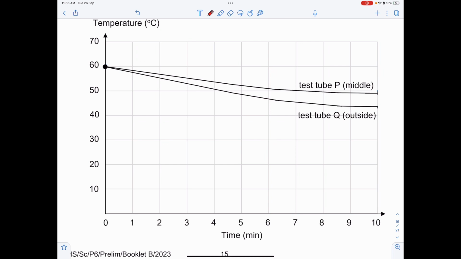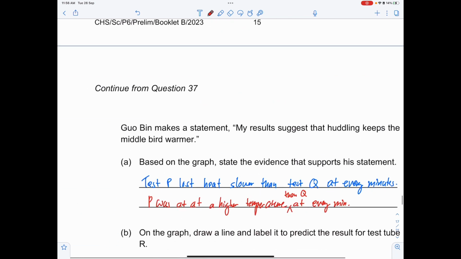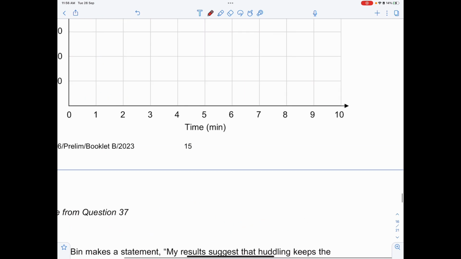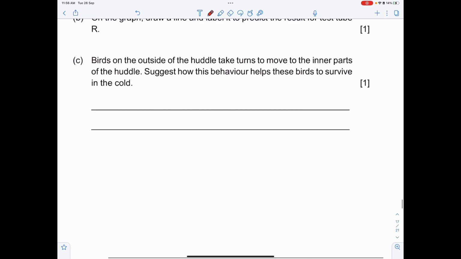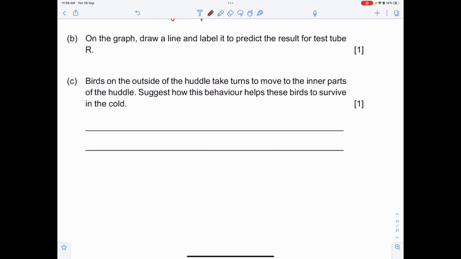What you need to take note of is that it must start at 60 degrees, because they are all at the same starting point. And it should be lower at every time point. Something like this. Alright, next. Oh, and don't forget to label R, very importantly. And do use a pencil just in case you make a mistake.